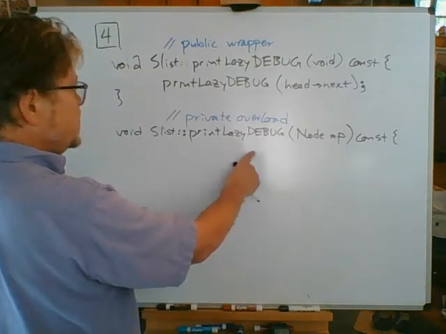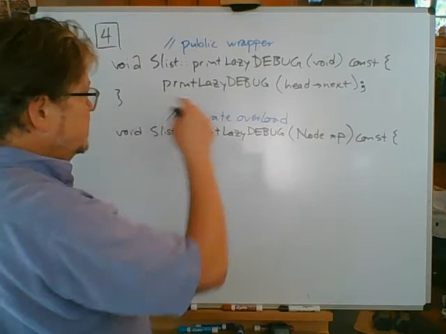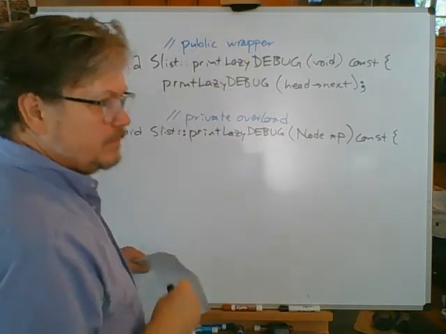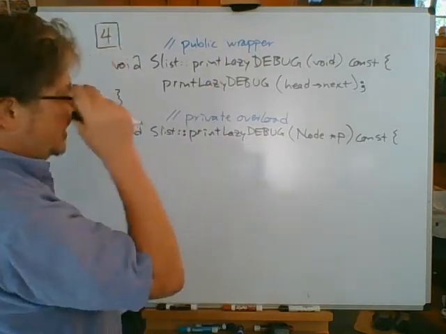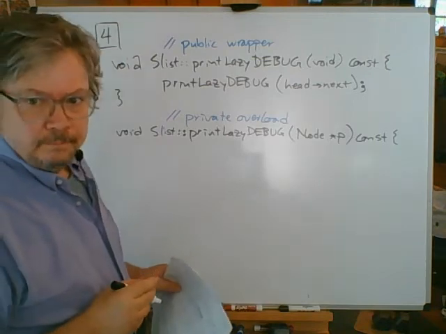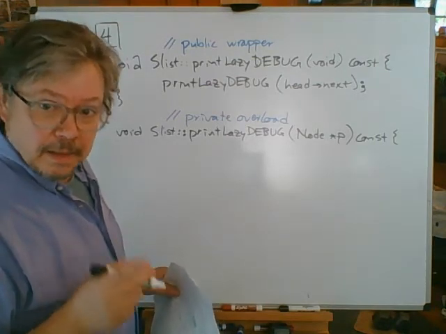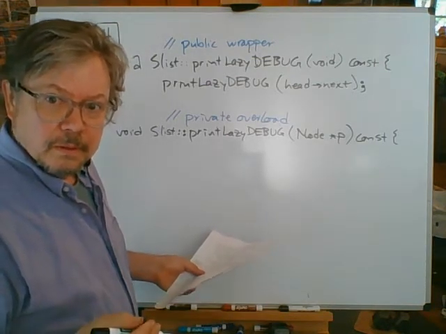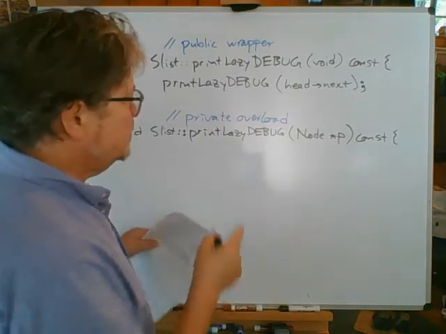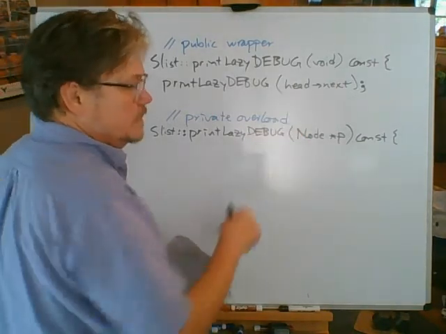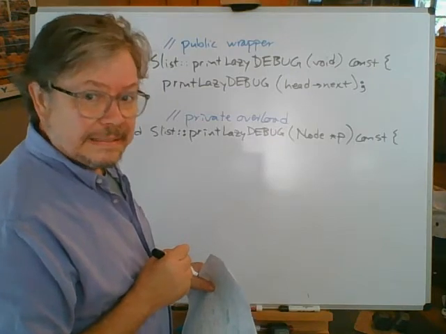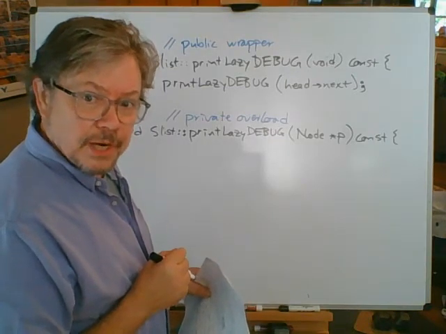This version, this print lazy debug, let's clear our minds of this one. This is a completely separate function. It does get a parameter. It gets a pointer to a node. Unless the list is empty. If the list is empty, then head arrow next is 0. And if we try to print out the data that's stored at 0, crash and burn.